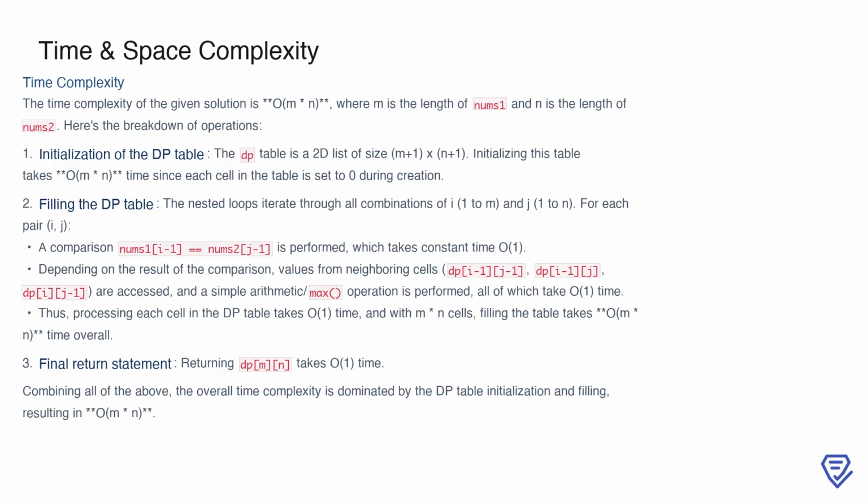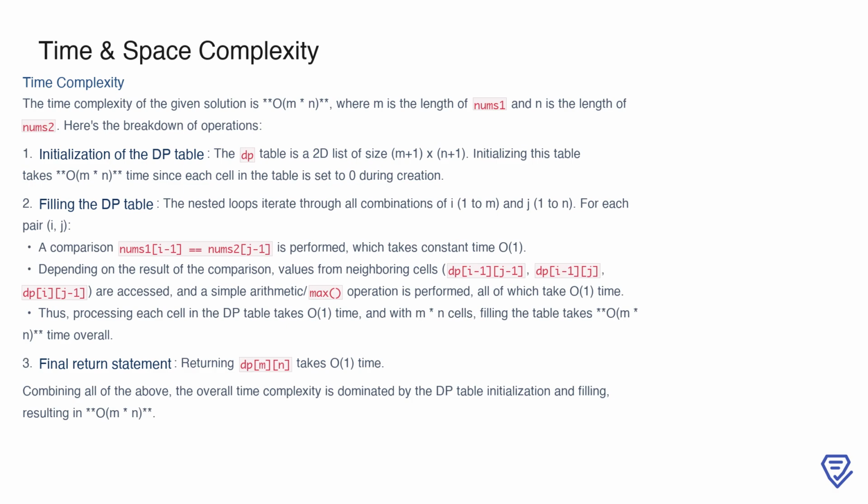First, we initialize a 2D DP table of size m+1 by n+1. This involves setting each cell to 0, which requires O(m*n) time since we are iterating through the entire table. Next, we fill the DP table by iterating through all combinations of indices i from 1 to m and j from 1 to n. For each pair, we perform a constant time comparison, nums1[i-1] equals nums2[j-1], and based on the result, access neighboring cells like dp[i-1][j-1], dp[i-1][j], or dp[i][j-1], followed by simple arithmetic or a max operation.